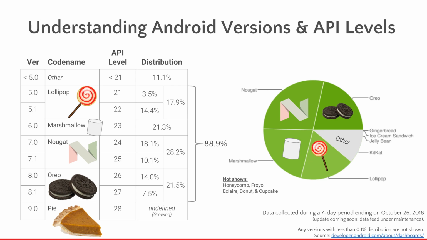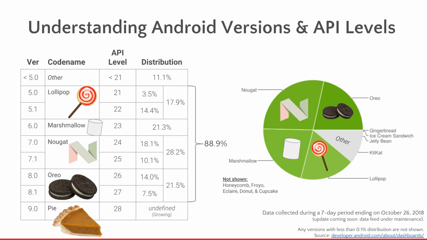Now, it's important to understand this and to check out that page so you can understand what versions of Android are popular. This is based on people visiting the Google Play Store and what version of Android they're running on their device. So we can see that 88.9% of the devices visiting Google Play Store are running between Android version 5 and 8.1, Lollipop through Oreo.